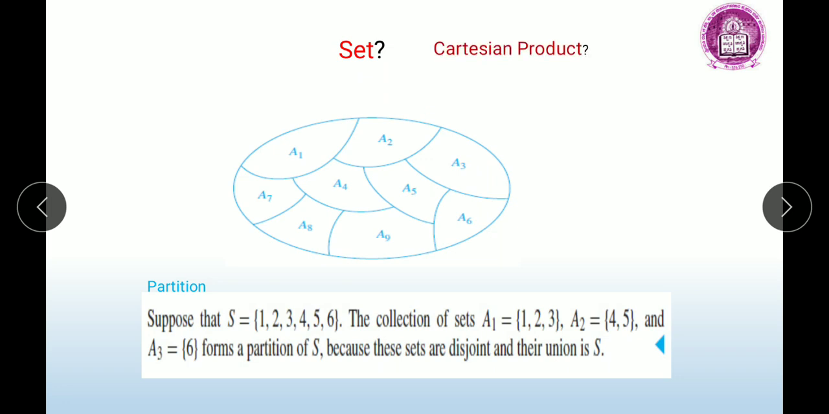Now, what is a Cartesian product of two sets? If you take A and B as sets, then Cartesian product is A cross B. It is a set of all ordered pairs (a, b), where the first element a belongs to the set capital A and b belongs to the set capital B.